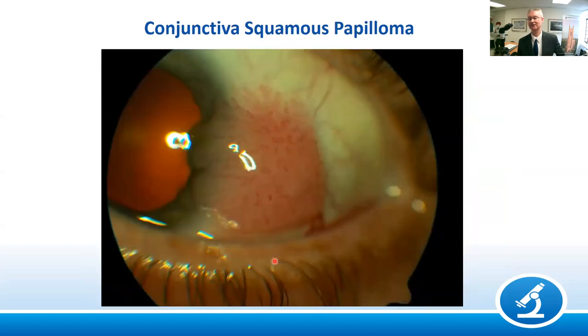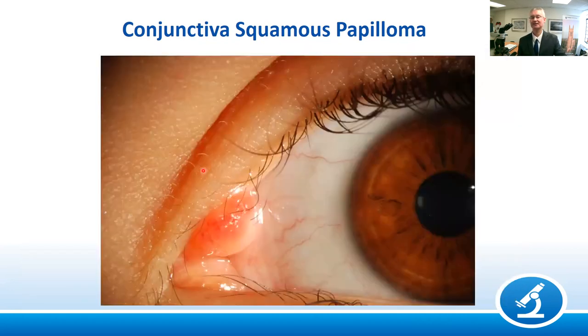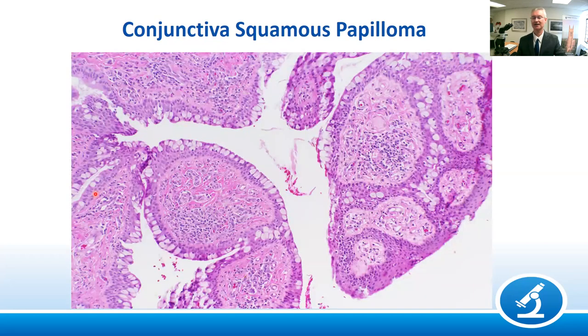Here's another one. But of course we do histology because we want to make sure it's not dysplastic or malignant. And here a very nice appearance of the papilloma. Here's another more recent case I had. Remember this, this is our caruncle down here. And just above the caruncle, even involving the caruncle, is this elevated nodule. And again, some goblet cell hyperplasia in the epithelium and the underlying stroma, just a classic conjunctival squamous papilloma.